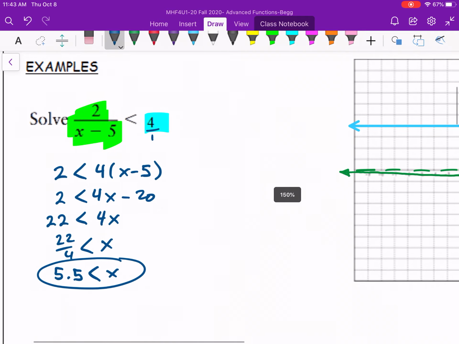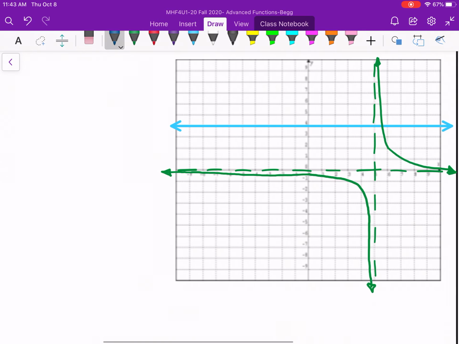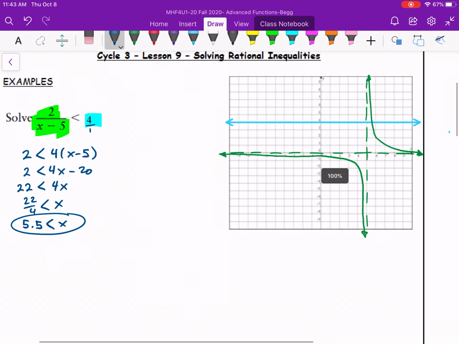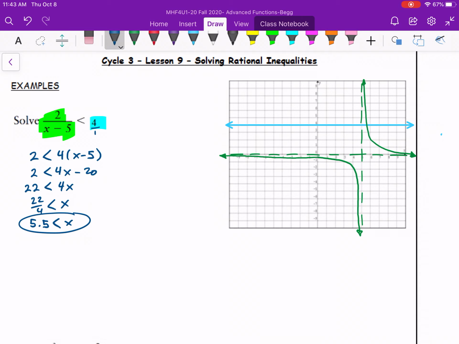But now let's take a look at the graph. I've pre-sketched it so we can see it. So I did the technique where I sketched 2 over x minus 5 in green. It's got a vertical asymptote at positive 5. It's got a horizontal asymptote at y equals 0. You can see there's two portions of the graph. And then I graphed the other part, y is equal to 4 as its own function. It's just a horizontal line through the point y equals 4.